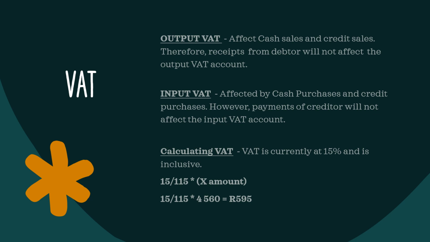So how do we calculate VAT? First, we need to know that VAT is currently standing at 15% and is inclusive, meaning it's already calculated in the price. So we have 15 over 115 multiplied by the amount. And in the previous slide we said that she sold water for 4,560 rand. So if we calculate that, then we know that the VAT is 595 rand.